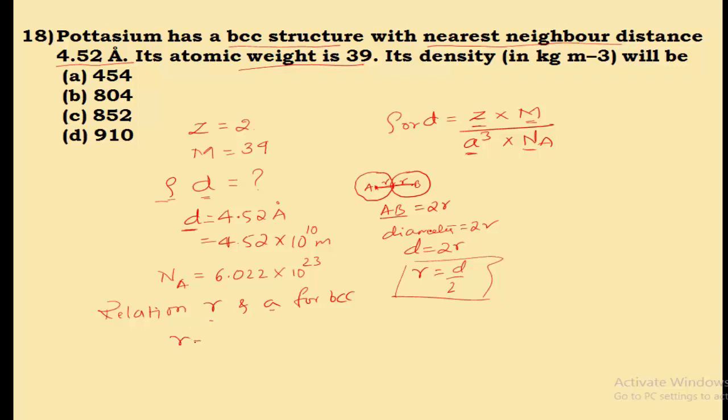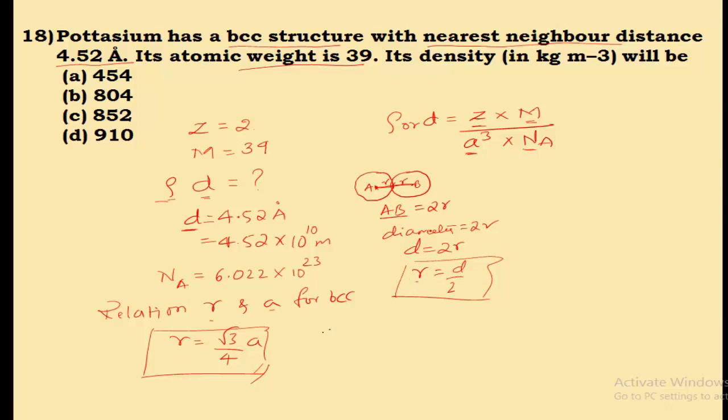The relationship between R and a, radius and edge length, is R equal to root 3 divided by 4 into a. While calculating the packing efficiency, you got this value for BCC. So the relationship between radius and edge length for BCC is R equal to root 3 by 4 × a. Then what is R? R is nothing but D by 2.